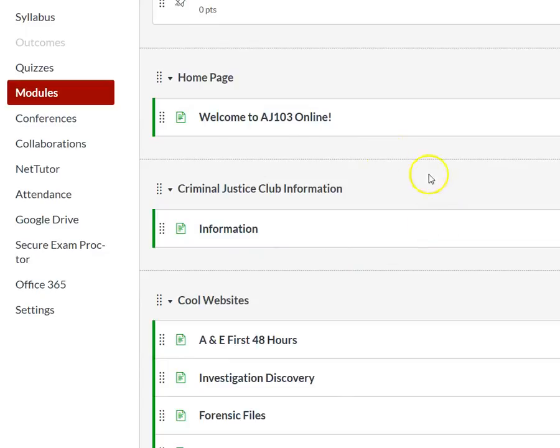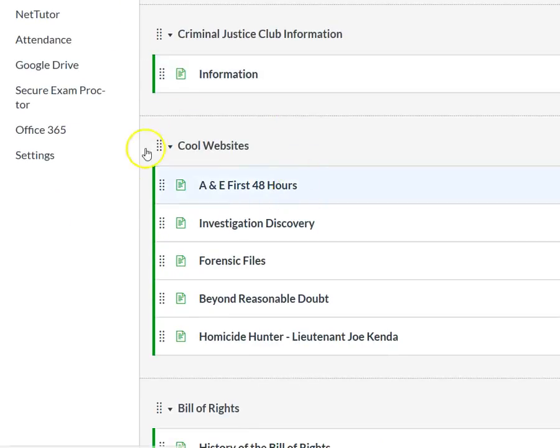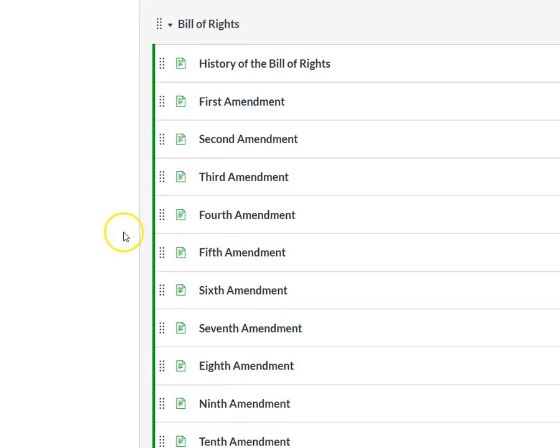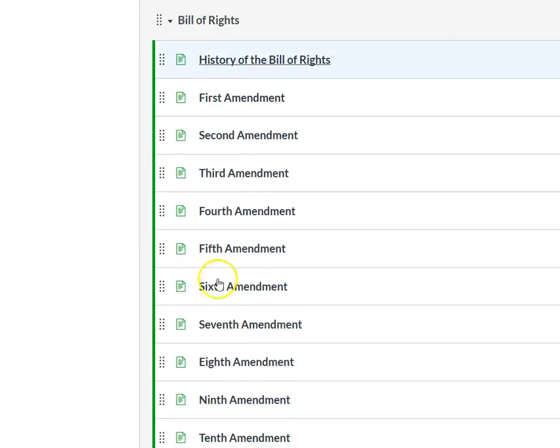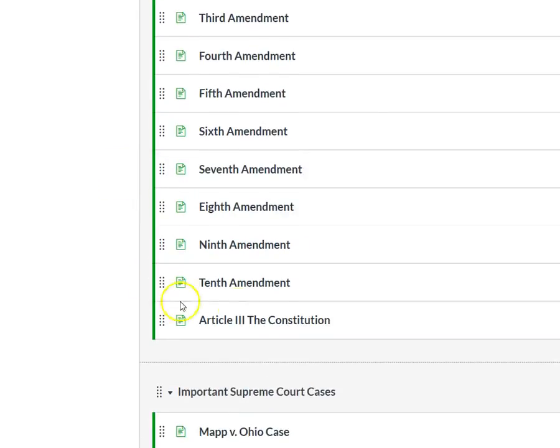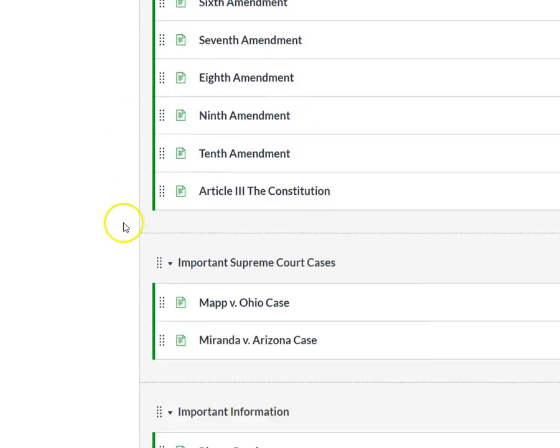I do have information on the Criminal Justice Club, and there's some information. I got some cool websites here about evidence, like Homicide Hunter and Forensic Files and First 48 and stuff like that. I have the Bill of Rights. These are videos on the Bill of Rights. They're very important for you to know, especially in the realm of criminal evidence.